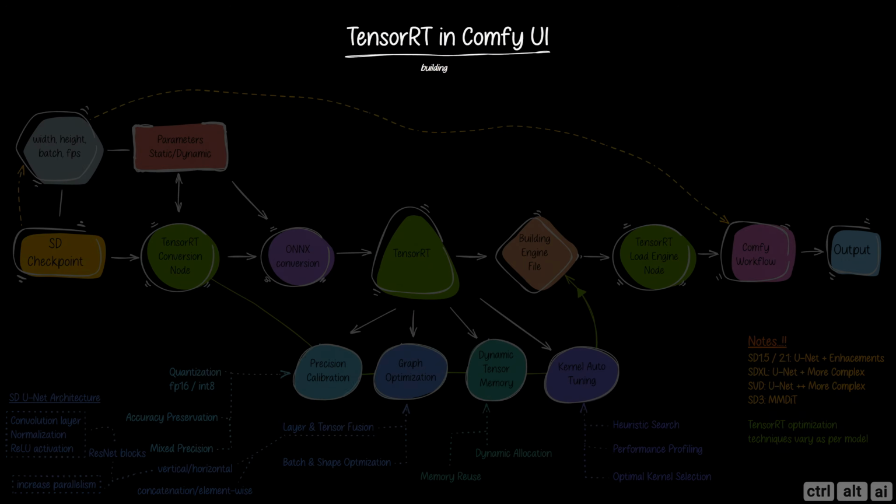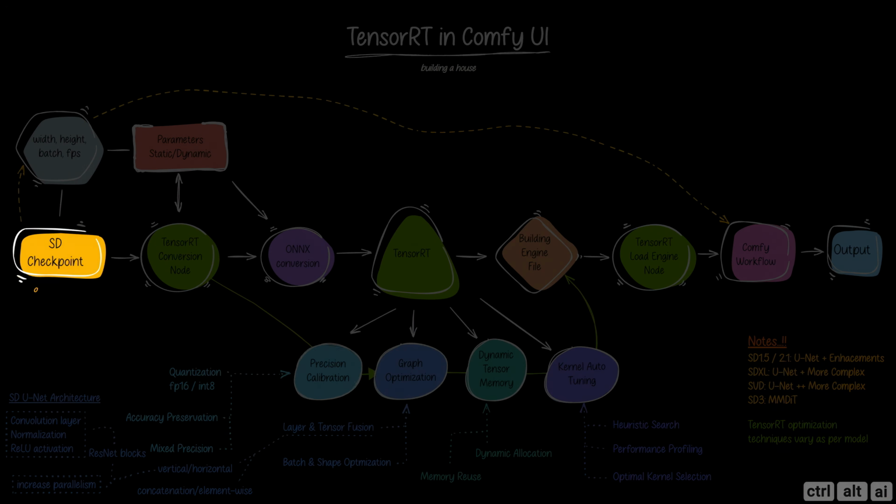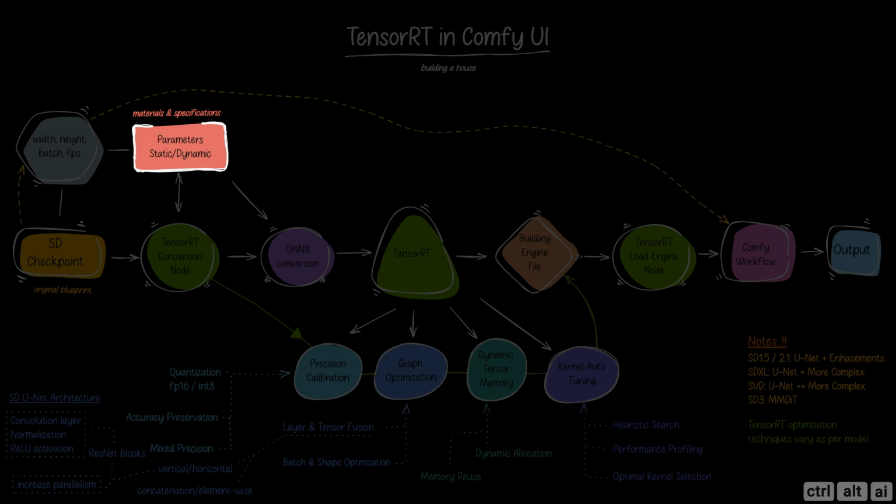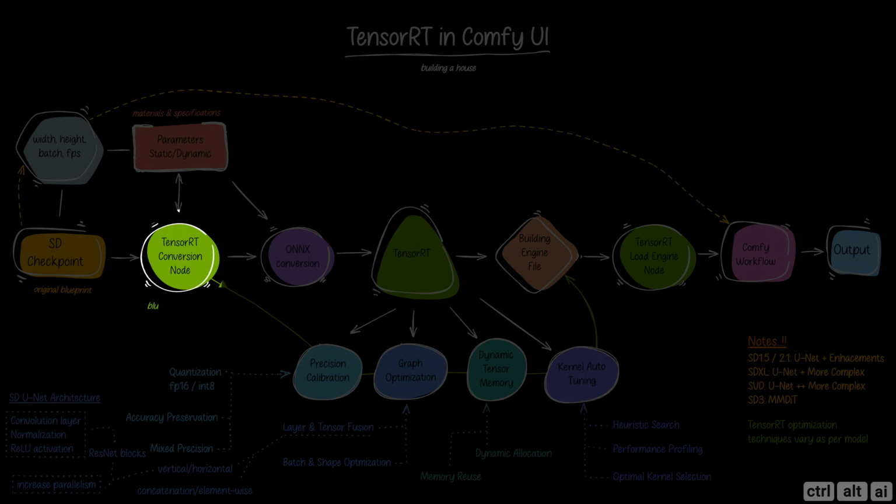To summarize and simplify things, let's take the analogy of building a house. You start with a detailed house blueprint, representing the original Stable Diffusion model. Materials and specifications include the dimensions, number of rooms, and materials that will be used to build the house. In the model, these are parameters like image resolution, batch size, and precision. The TensorRT conversion node is like a translator. This tool simplifies the blueprint into a format that the architect, TensorRT, can easily understand.